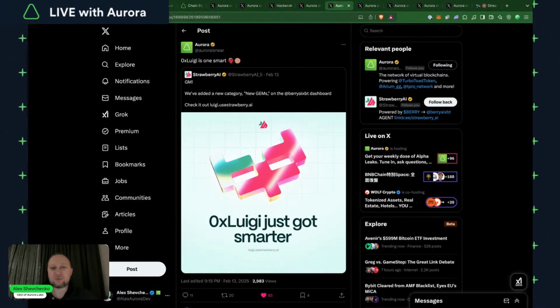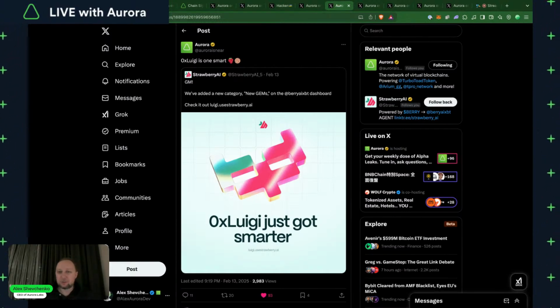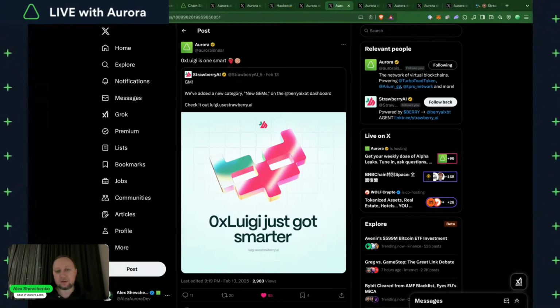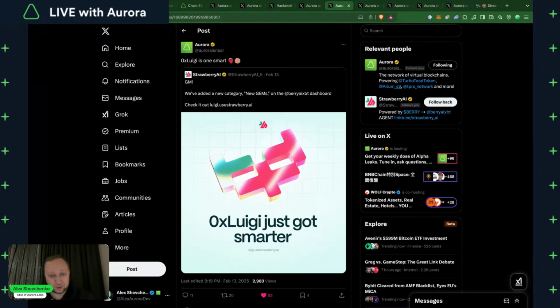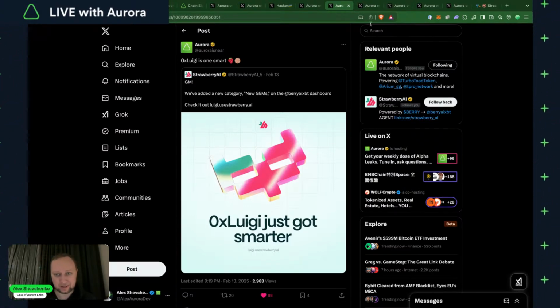Our other partners, Strawberry AI, are continuously working on improving their technology stack, and 0x Luigi, their core AI agent, just got smarter. They have been updating it with, as far as I understand, the latest versions of the models. And you're able to talk to Luigi directly on luigi.usestrawberry.ai. So go and check it out.